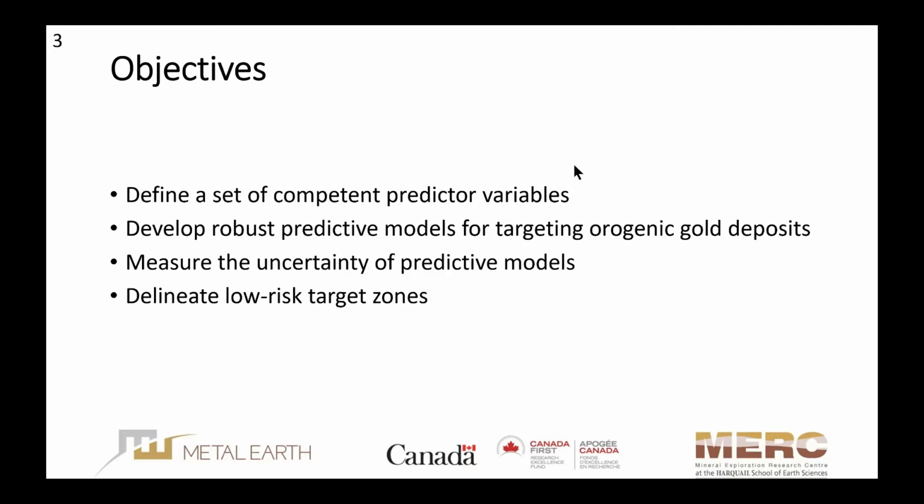So we first start with defining a suite of predictor variables or exploration targeting criteria using the mineral systems approach. And then we use those exploration targeting criteria in order to develop some robust predictive models of orogenic gold deposits. But there are some components that are really overlooked in mineral potential mapping. Those components are the problem of overfitting in machine learning based mineral potential mapping, and also the problem of uncertainty in our models. So we have measured the uncertainty, and we have come up with some solutions in order to address the problem of overfitting in our models. And obviously the ultimate goal of this project is to delineate some targets, as I mentioned earlier.